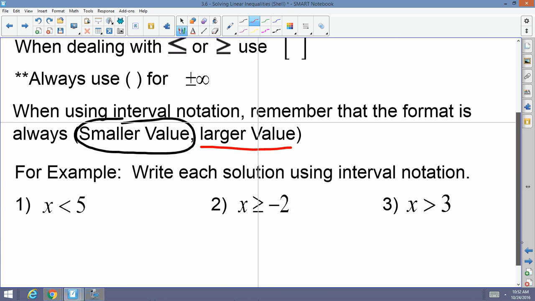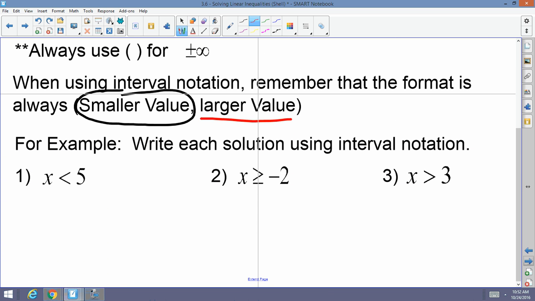Let me show you how this works now, guys. I want you to write each of these solutions in interval notation. You ready? First, graph it, guys. Because if you graph it, you have the interval notation answer. I promise. Check out what I'm saying. You're all looking at me like I'm crazy today, but watch.